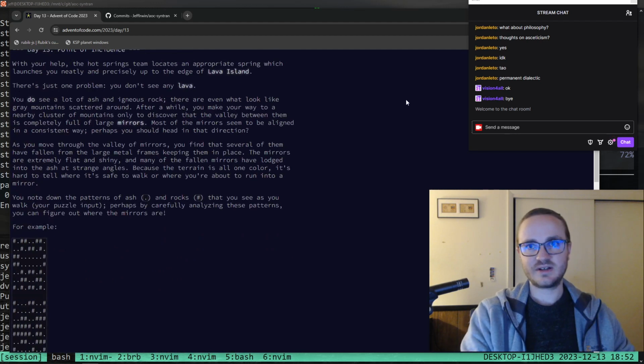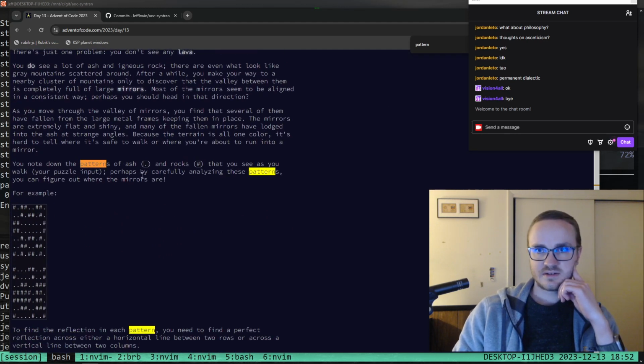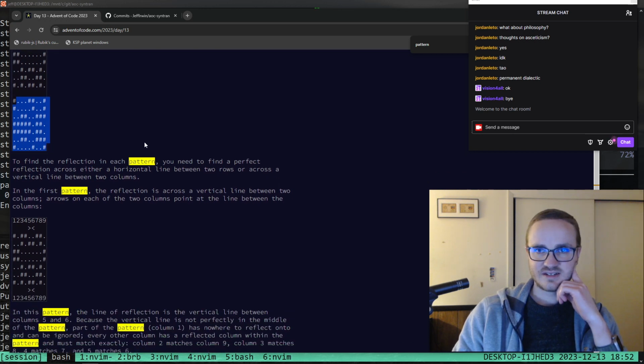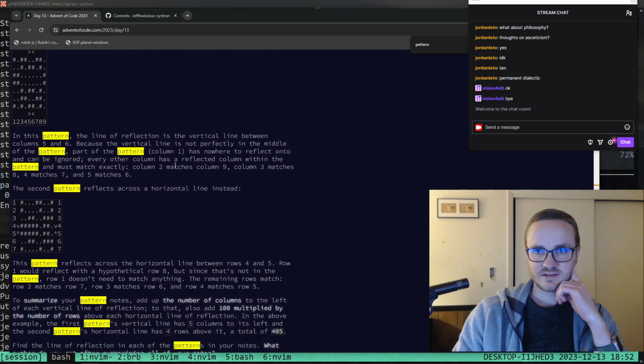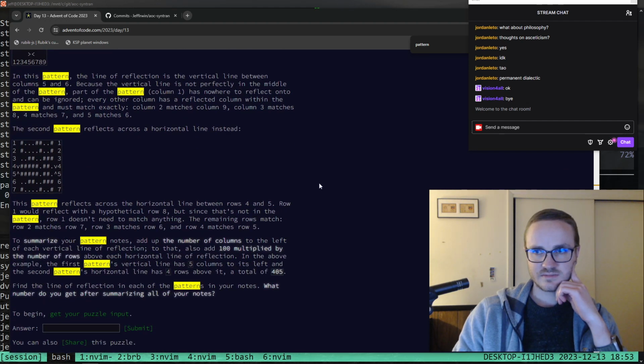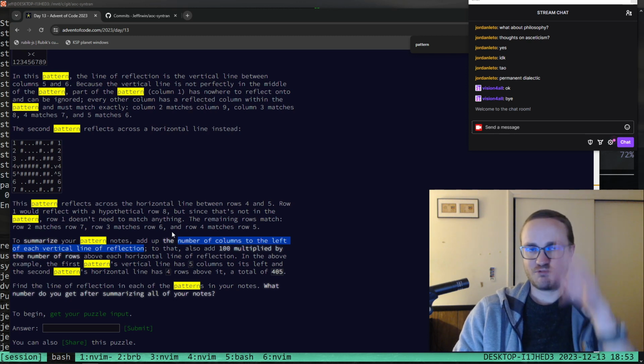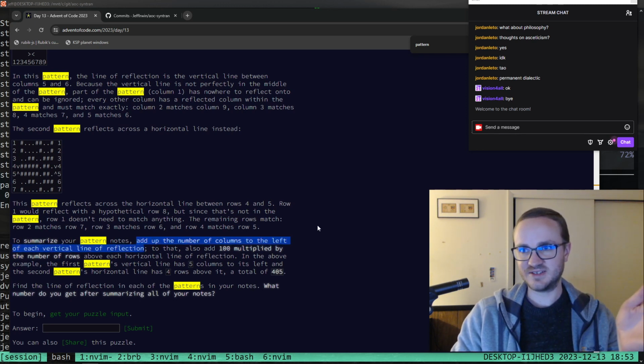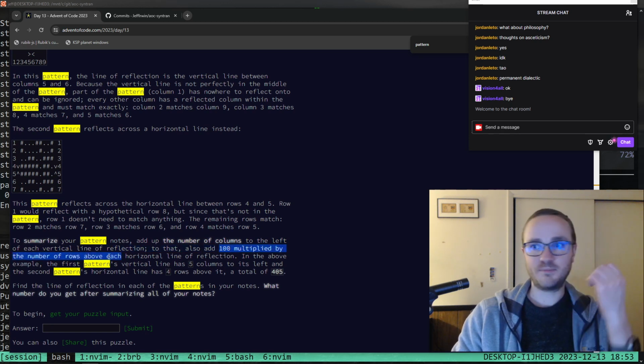Okay, so they call this a pattern. I guess this input has 2 patterns. This is a pattern, then there's a blank line to delimit the patterns, and then there's a second pattern. And what do we have to add up? The number of columns to the left of each vertical line of reflection. Basically, they're asking which column the symmetry line is in, but because it's between two columns, they're wording this very carefully to avoid off-by-one errors. So they're asking for the number of columns to the left of the symmetry plane, and 100 times the number of rows above each symmetry plane.